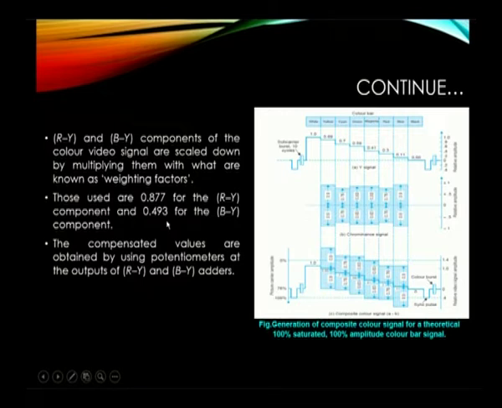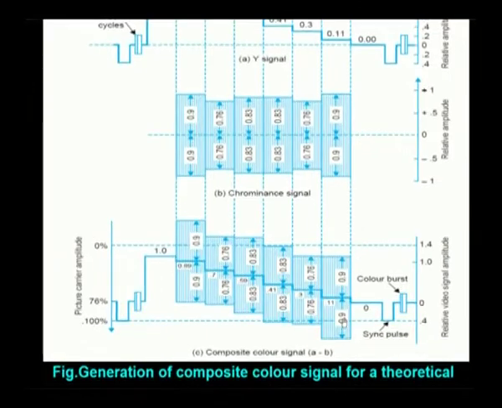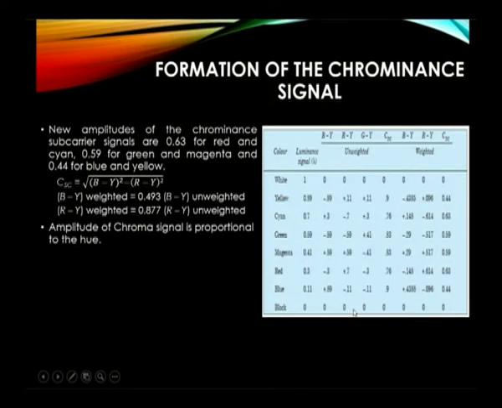And this is the generation of the composite color signal of a theoretical 100% saturated and 100% amplitude color bar signal. The same thing that we observed here will have overmodulation, and here we can observe the color burst signal also carried along with the horizontal sync pulse on both sides. Next we move on to the formation of the chrominance signal. We come across the production of the color difference signal and also the importance of weighing factors, why we need to use the weighing factors.